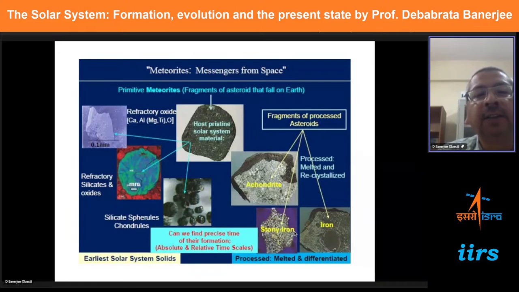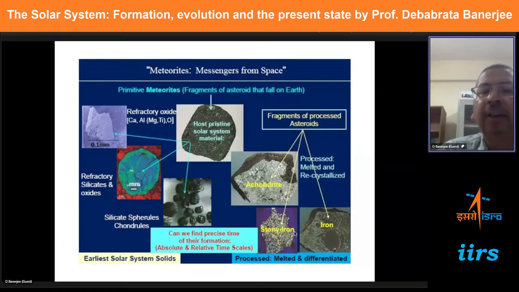You see primitive meteorites. So I've shown the initial material. In that you have refractory silicates, and then you have chondrules, but then you also have fragments of processed asteroids. So you have achondrites that have come from that. These are melted and recrystallized, and you also have stony iron and iron, which come from the mantles and cores of asteroids, the inner part of the asteroids.